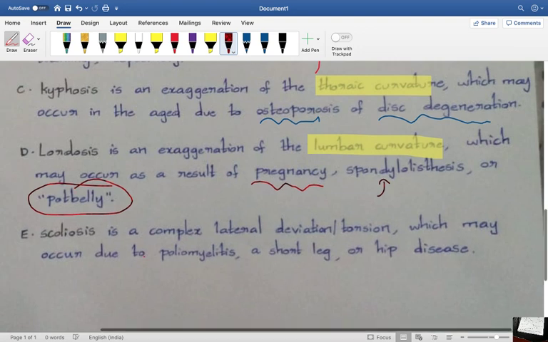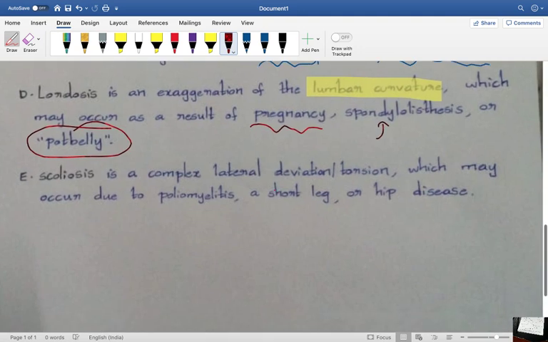Now, scoliosis means lateral deviation, and what is the cause for it?